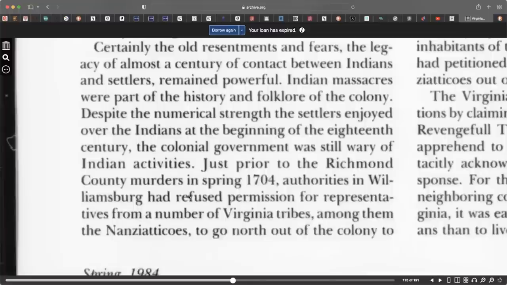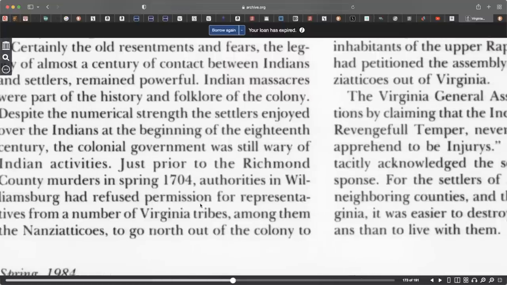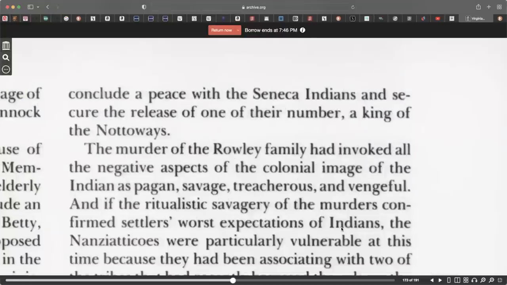Just prior to the Richmond County murders in spring 1704, authorities in Williamsburg had refused permission for representatives from a number of Virginia tribes, among them the Nanziaticos, to go north out of the colony to conclude a peace with the Seneca Indians and secure the release of one of their number, a king of the Nottoways. The murder of the Rowley family had invoked all the negative aspects of the colonial image of the Indian as a pagan, savage, treacherous, and vengeful.